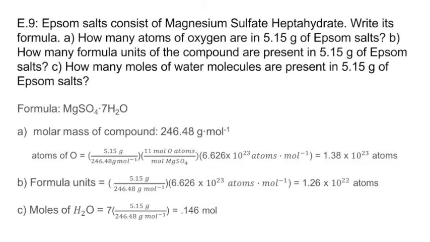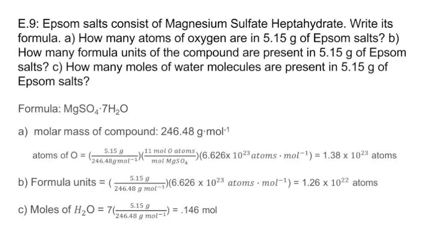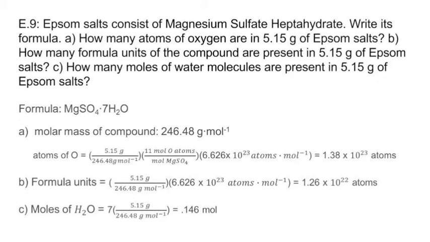And for part C, when we find moles of H2O, we're going to take 7, which is from the formula again, and we're going to multiply that by 5.15 grams over 246.48 grams per mole, which comes out to 0.146 moles.